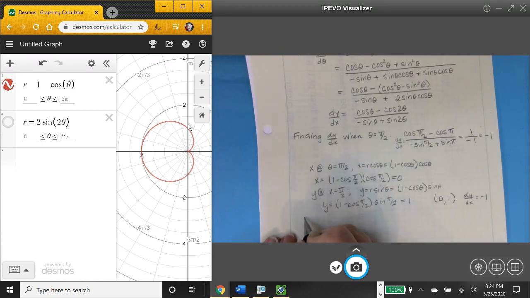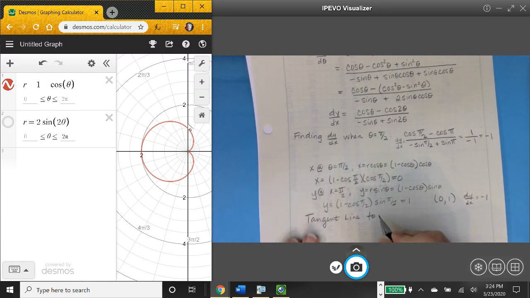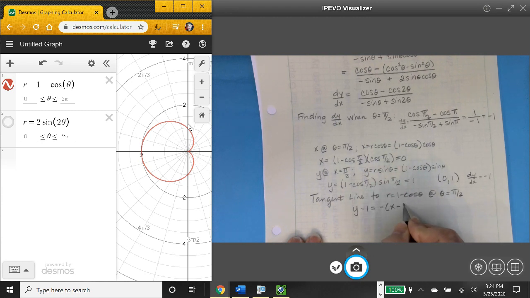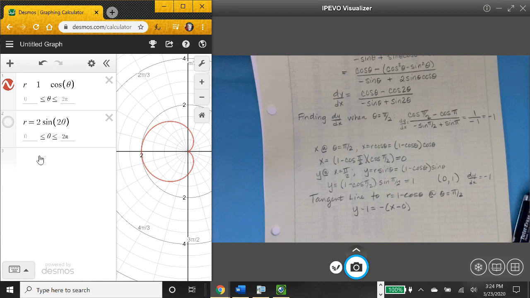So the tangent line to r equals 1 minus cosine theta at theta equals pi over 2 is going to be y minus 1 equals negative 1 times x minus 0. Okay, and let's prove it to ourselves because we can. We can say y minus 1 equals negative x minus 0. And sure enough, you can see that I have a nice little point there, tangent to the curve at theta equals pi over 2, which is pretty cool.